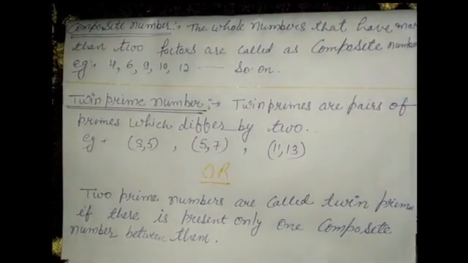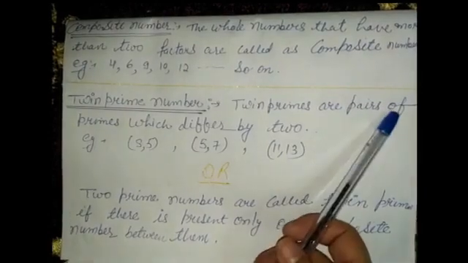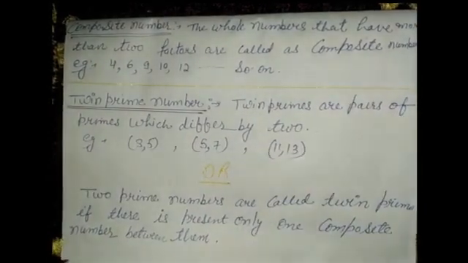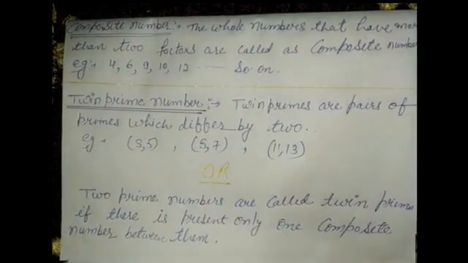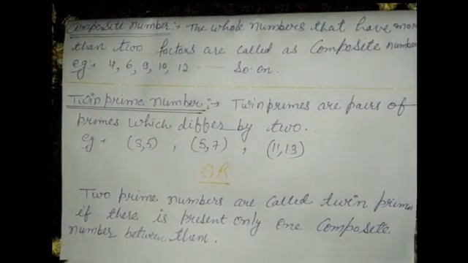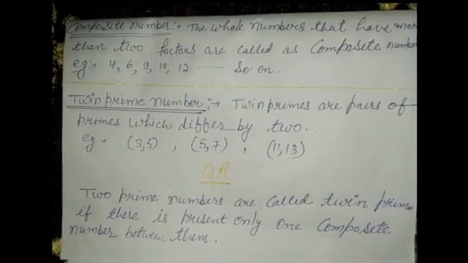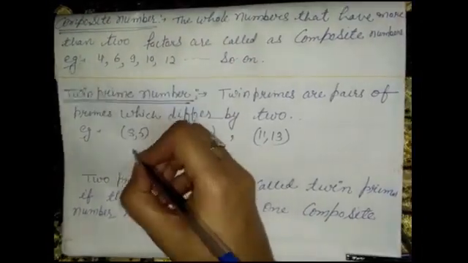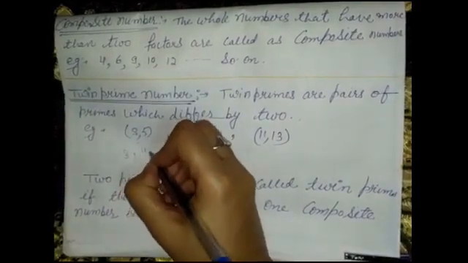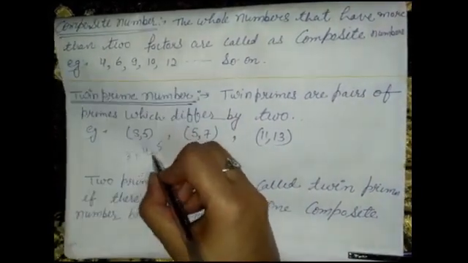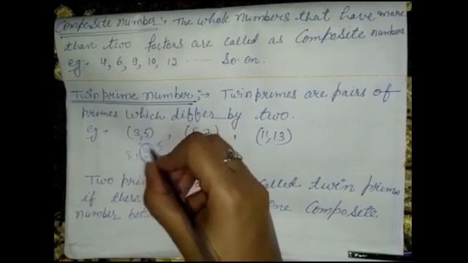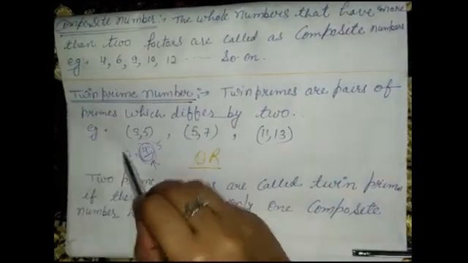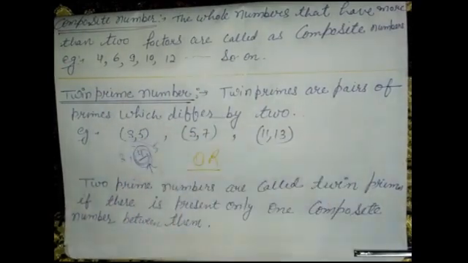Next is twin prime numbers. Twin primes are pairs of primes which differ by 2. Means twin primes are pairs of prime numbers where the gap between them is a composite number. So we have 3, then 4 and 5. As you can see here, 4 is a composite number, right? So we can say that 3 and 5 are twin prime numbers.